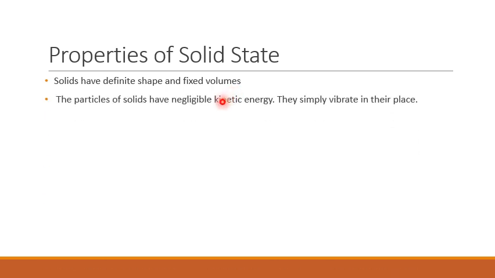Now we have seen in our previous slide that the particles of solid are very closely packed, or there is very less space in between the particles. So these particles are unable to move. That's why the particles of solid have negligible kinetic energy. Since they don't have space to move, they cannot move from one place to another, and that's why they possess very little kinetic energy. These particles simply keep vibrating in their places.